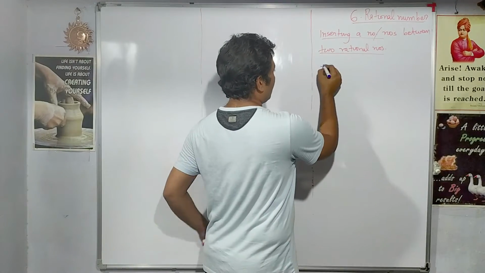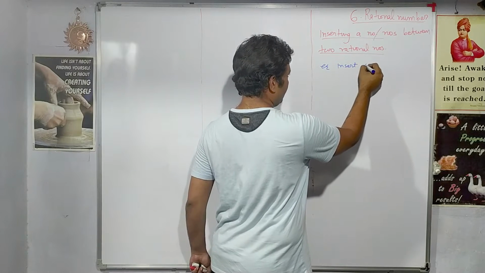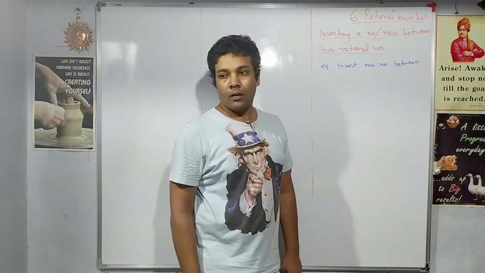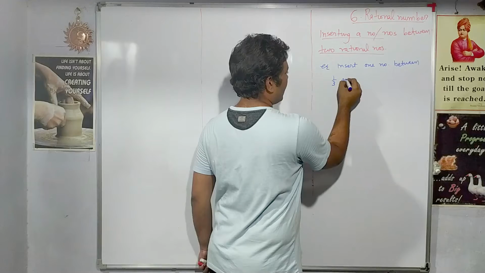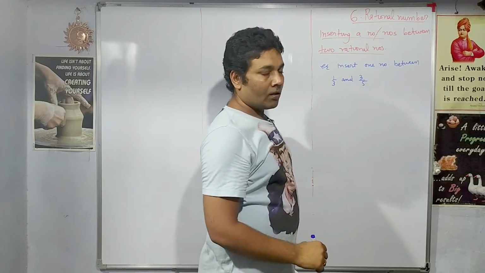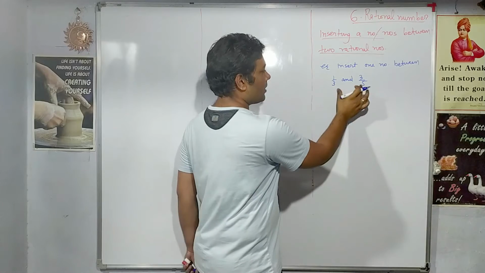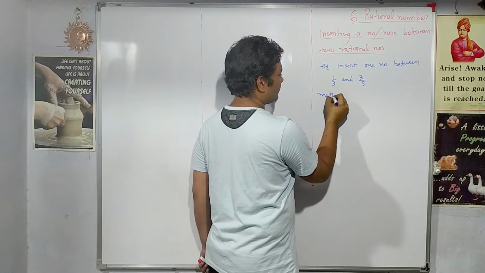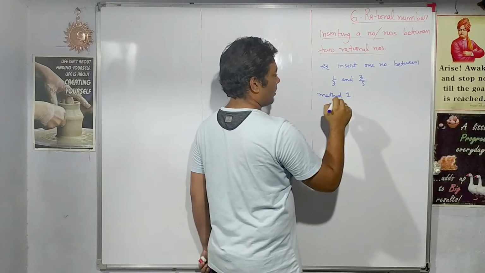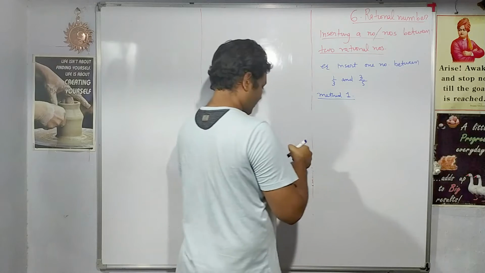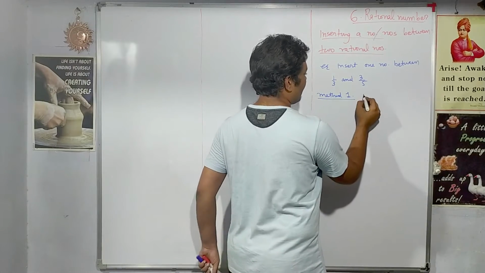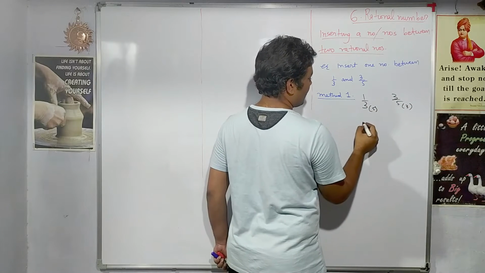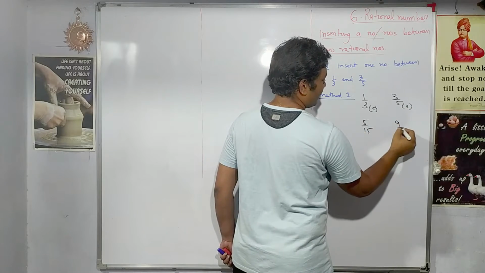So we take an example: insert one number between 1 by 3 and 3 by 5. So what do we do? How to insert one number between these two numbers? I'll show you the first method. Method 1. What to do in method 1? First you take LCM of 3 and 5. So what will be the LCM of 3 and 5? 15, right? So these numbers will become 5 by 15, 9 by 15.